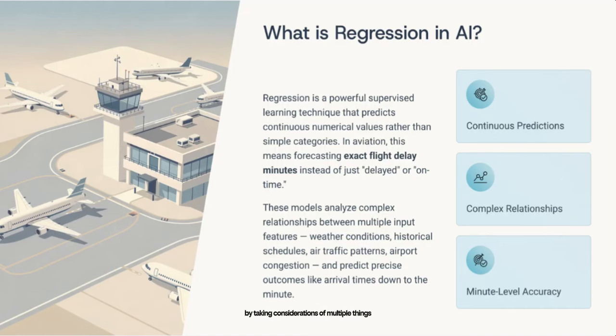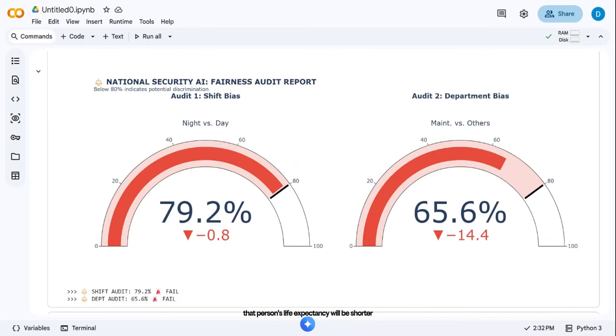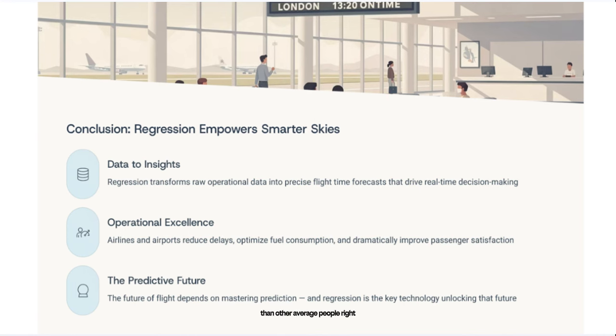By taking into consideration multiple things, you would be able to make predictions on someone's health outcomes, especially life expectancy. For example, if someone is smoking heavily, drinking heavily all the time, under constant stress all the time, and very old, what do you think? It's easy to predict that that person's life expectancy will be shorter than the average person, right? So that's when you use regression.